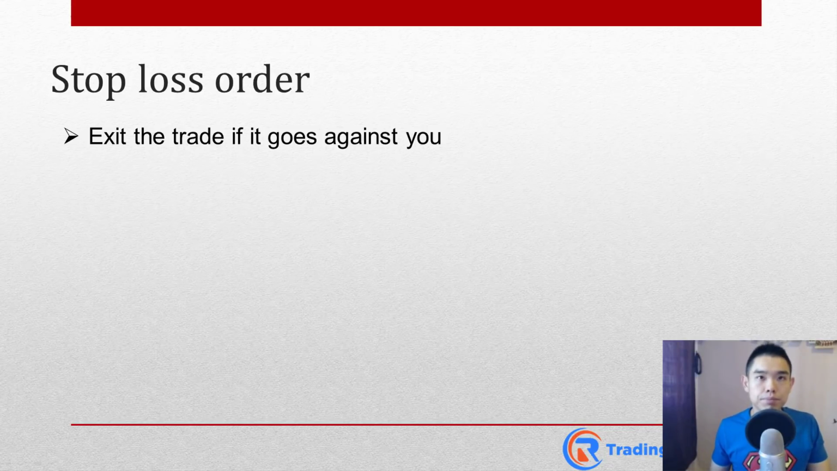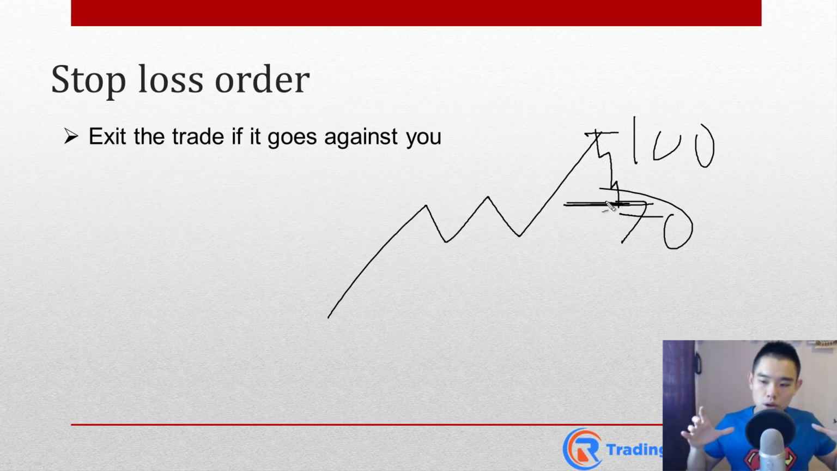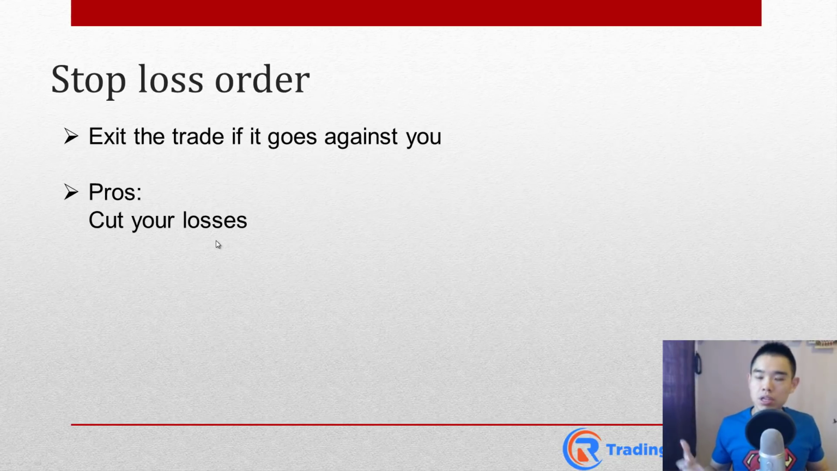Again, an example: let's say you buy Apple shares at this point, maybe it's $100, and you have a stop loss order at, let's say, $70. What this means is that if Apple shares decline to $70, you will automatically sell Apple shares because your stop loss is at $70. So this is an order that helps protect your trading account. It prevents you from getting things out of hand. It's a defense mechanism. So the pro is that you cut your losses and you get to live another day. You don't lose a huge chunk of capital because your stop loss prevents further damage.